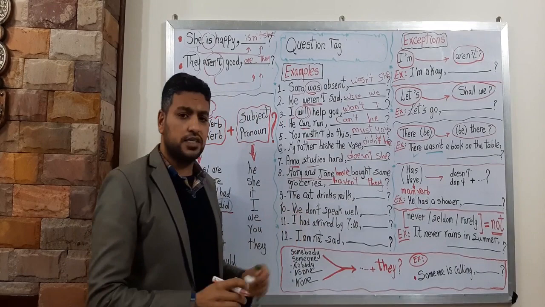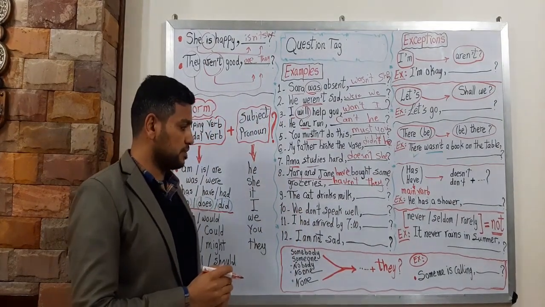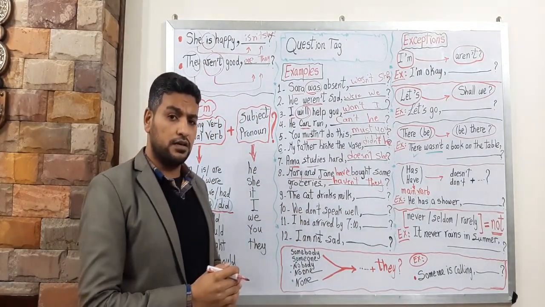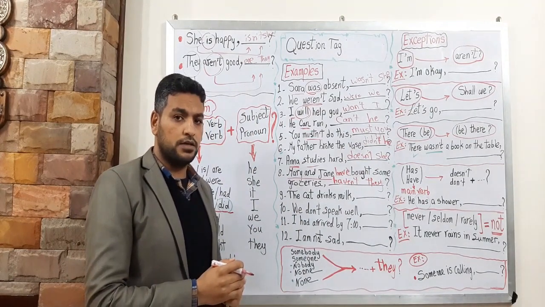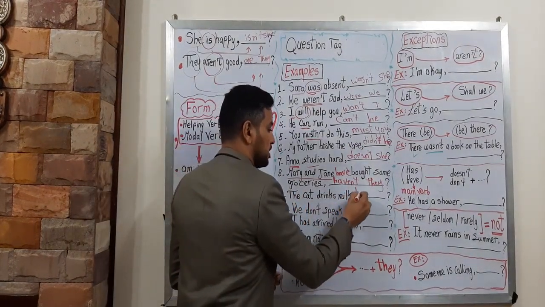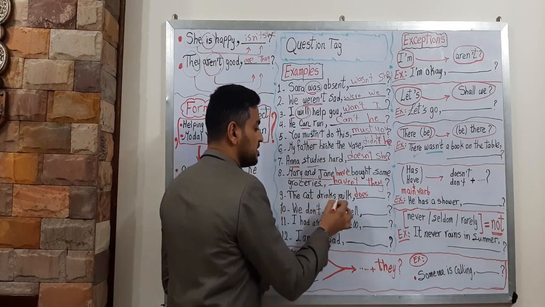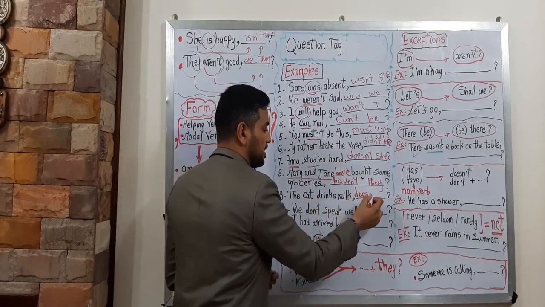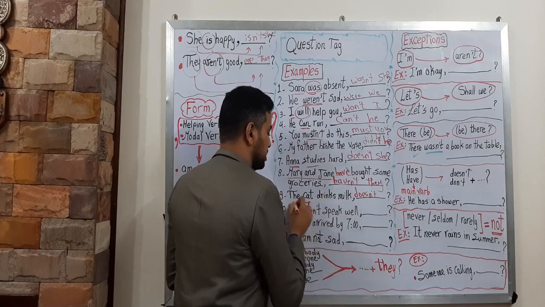The cat drinks milk. It's a present simple. The helping verb here is does, because the cat is singular. So it will be does. The sentence is positive, so the question tag will be negative: doesn't it?